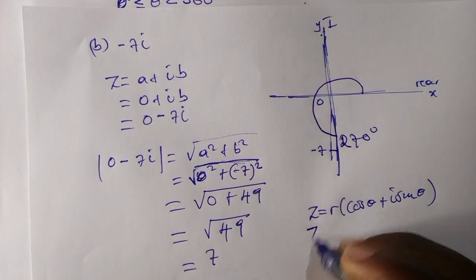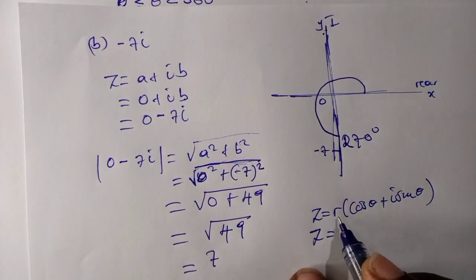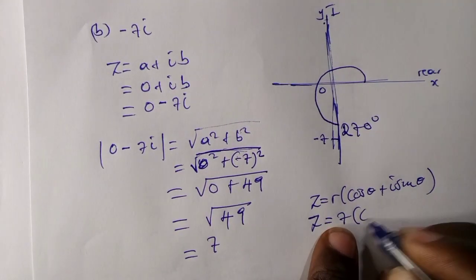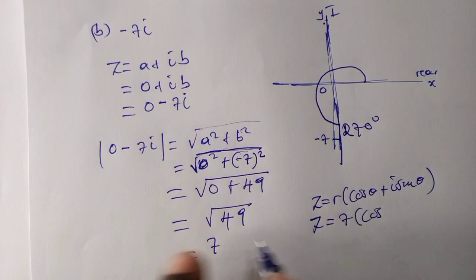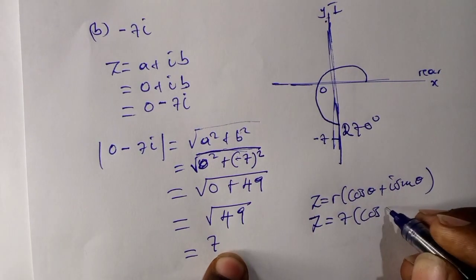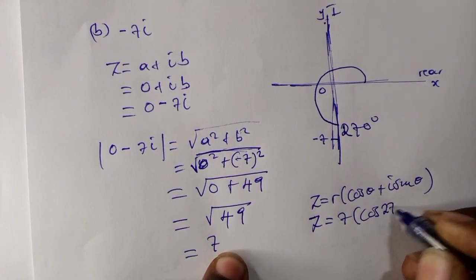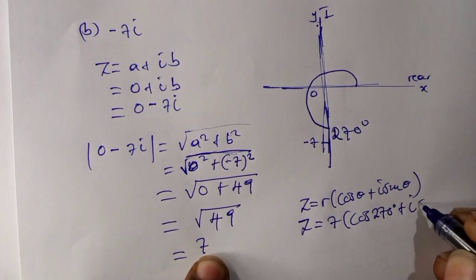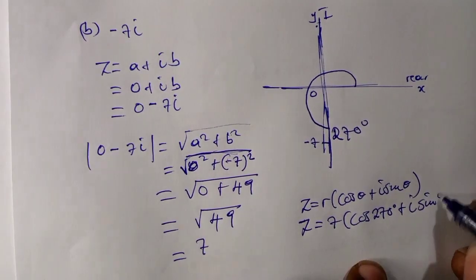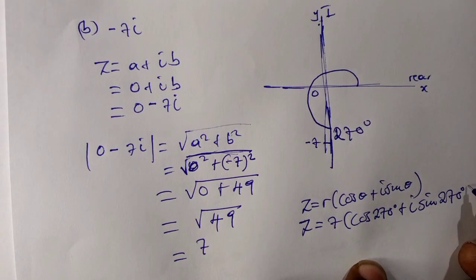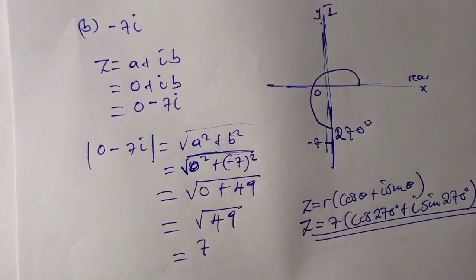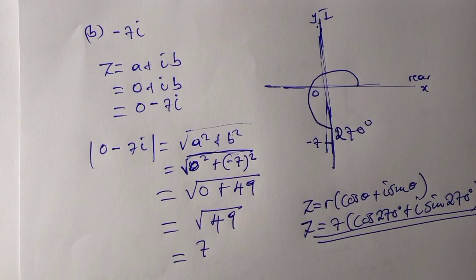So it is going to be z equals r, we have found that it is 7, open bracket, then cos theta, we have found that it is 270 degrees, plus i sin theta, which is 270 degrees, close. So this is the polar form equation.